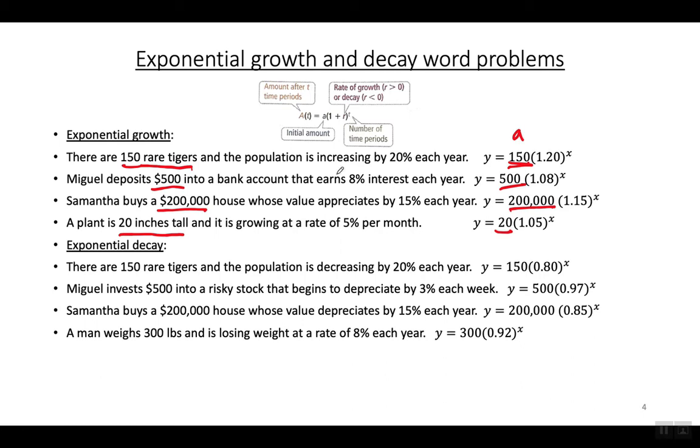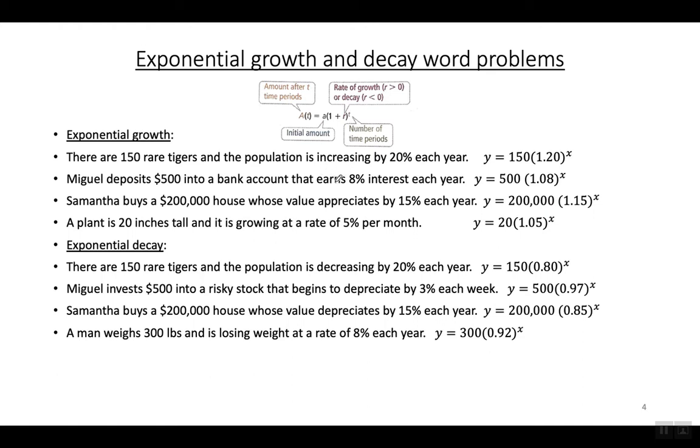Okay, now, if the population is increasing by 20%, there's two ways to think about this. One way is you do 100% plus 20%, which equals 120%, and then you change it to a decimal by moving the decimal point 2 times to the left, which would make it 1.20. Another way to think about it is that if it's increasing by 20% each year, 20% as a decimal is that. So you'd be doing 1 plus 0.20, which equals 1.20. Whichever way works for you.